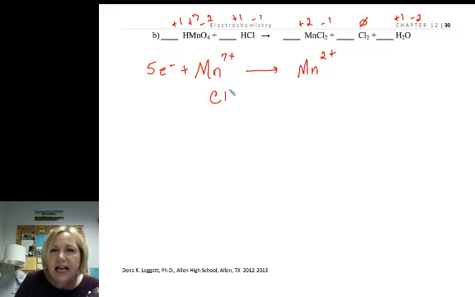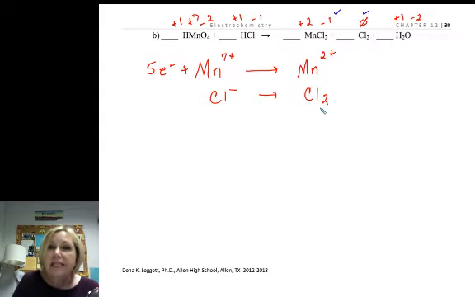Now, Cl negative went to Cl2. Now, notice that not all of it changed, but at least 2. So I'm going to have multiples of 2. It's going to be 2, 4, 6, 8. All right, so I'm going to put my 2 there and go ahead and balance that little subscript. Now, that became less negative, so it lost 2 electrons.